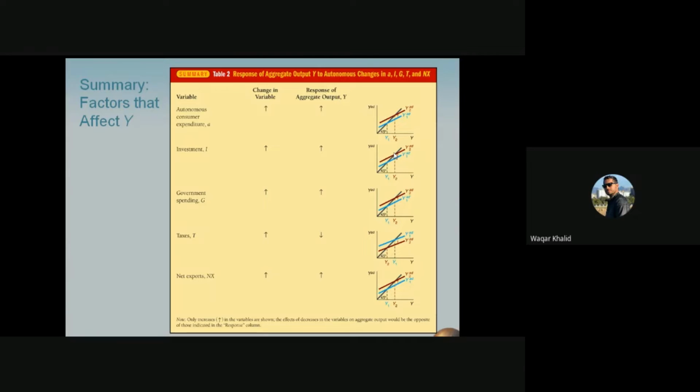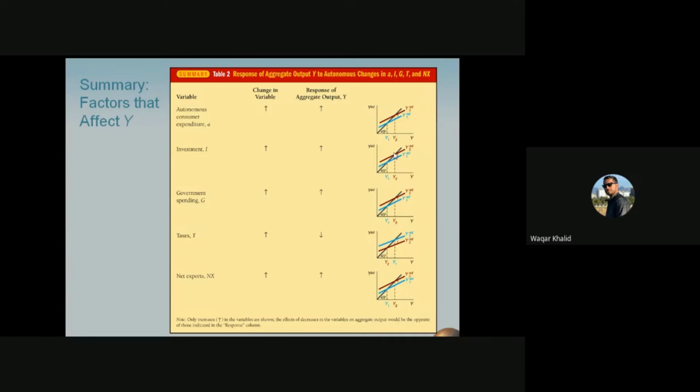Look at the figure. From Y1 AD, the curve will shift to Y2 AD. Why? Because there is an increase in autonomous consumer expenditures. Now, look at investment. If there is an increase in autonomous investment expenditures, the curve will shift from Y1 to Y2. Similarly, for government spending, the curve has shifted from Y1 to Y2.